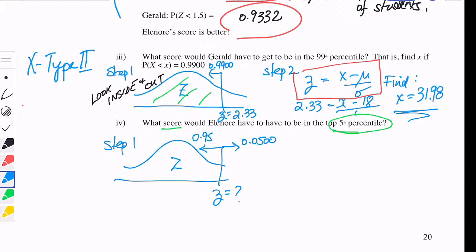Sir, I don't really get where you found the 31.98. Can you please go back? Okay, let's go back.